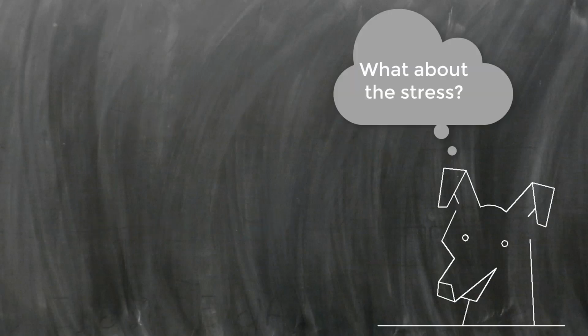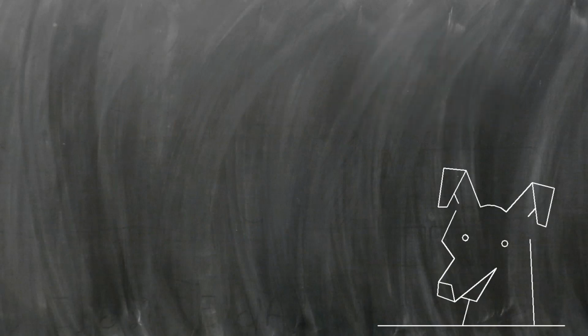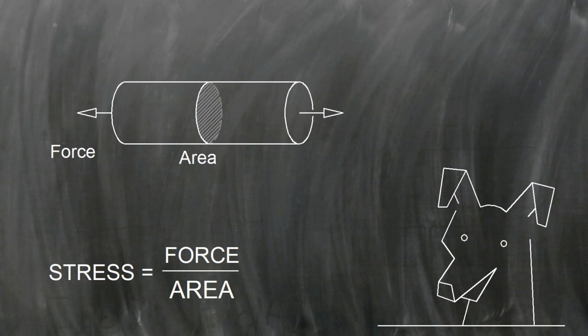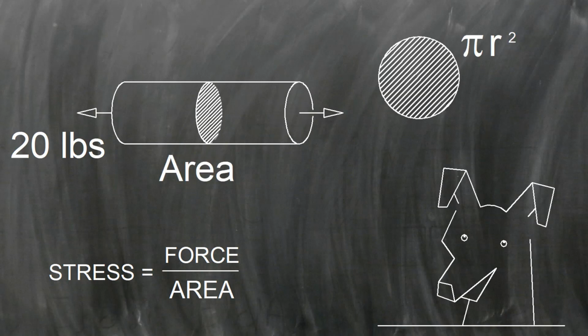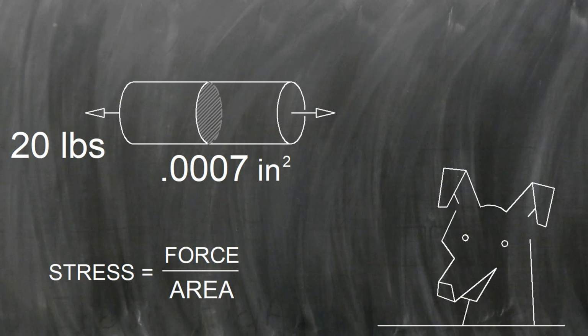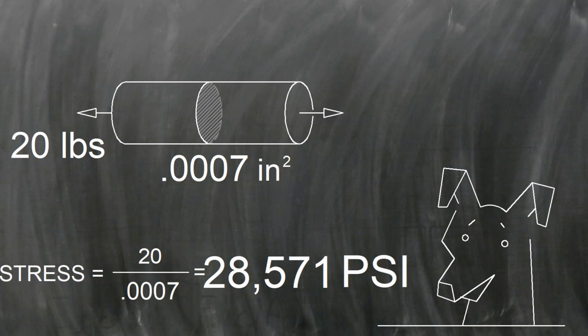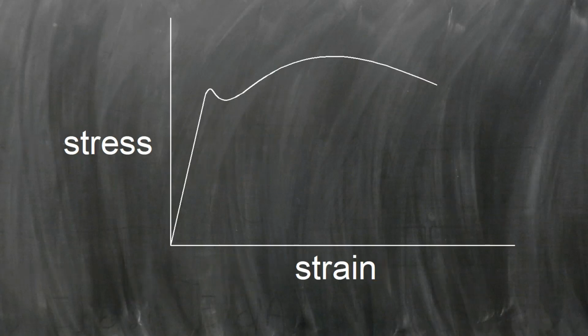Now, just for fun and for a way to review our stress video, how much stress was I able to develop in the wire? Remember that stress is force per unit area. The force was 20 pounds, and the area of the 0.03 inch diameter welding wire was 0.0007 square inches. 20 over 0.0007 is almost 29,000 psi.